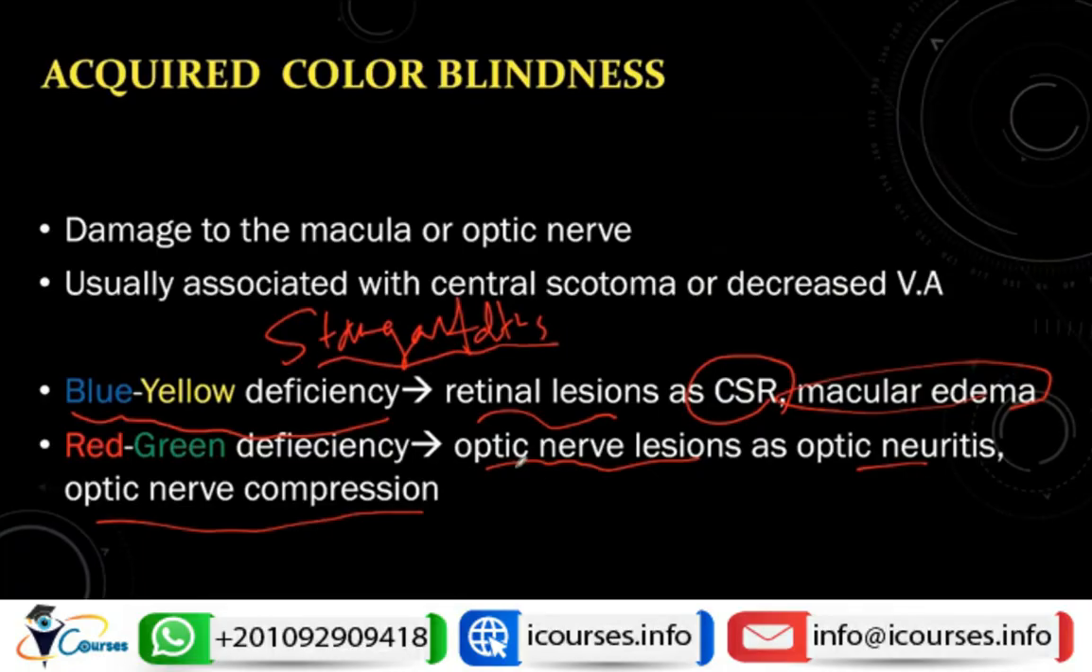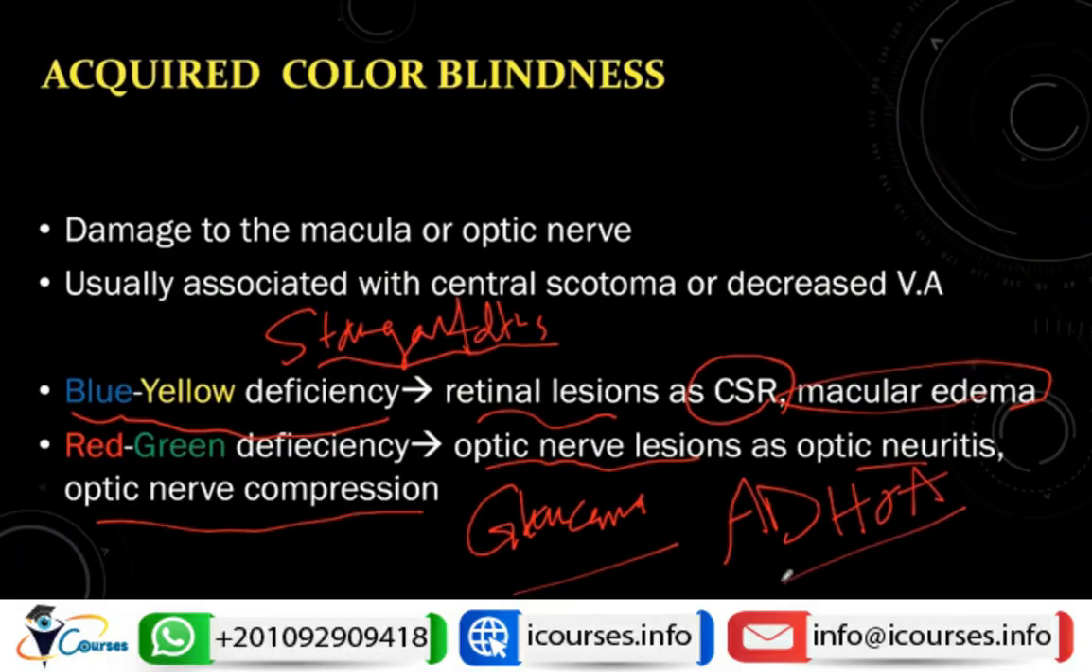And all optic nerve lesions can cause red-green deficiency except glaucoma. Although it is an optic nerve disease, glaucoma actually affects the retinal nerve fiber layer, so it will cause blue-yellow deficiency, and so will what is called autosomal dominant hereditary optic atrophy.